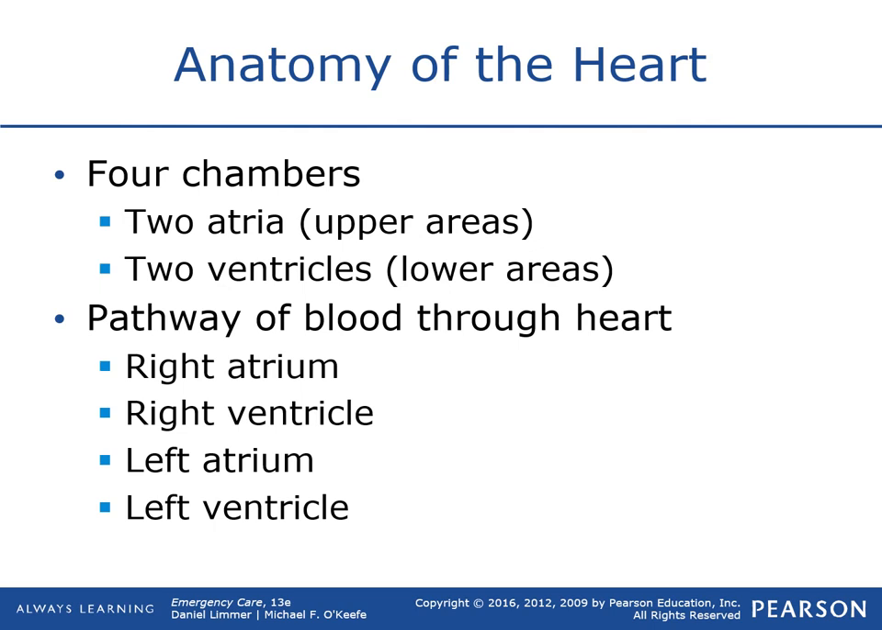When blood goes through the heart, it starts from the body and goes into your right atrium. It then goes into your right ventricle, which is then shot out to your lungs. When it returns from your lungs, it goes into the left atrium, and then to the left ventricle, then shot out to the rest of the body.